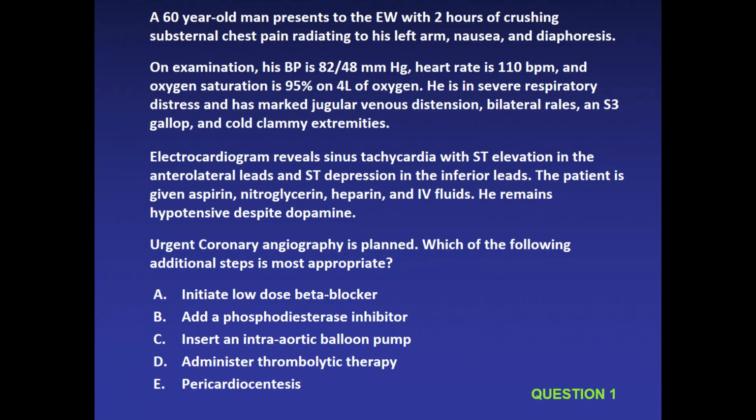His electrocardiogram reveals sinus tachycardia with ST segment elevations in the anterolateral leads and ST depression in the inferior leads. He's given aspirin, nitroglycerin, heparin, and IV fluids. He remains hypotensive despite dopamine. Urgent coronary angiography is planned. Which of the following additional steps is most appropriate? A, initiate a low dose of beta blocker. B, add a 5-phosphodiesterase inhibitor. C, insert an intra-aortic balloon pump. D, administer thrombolytic therapy. E, pericardiocentesis.